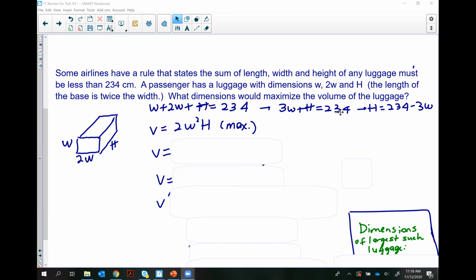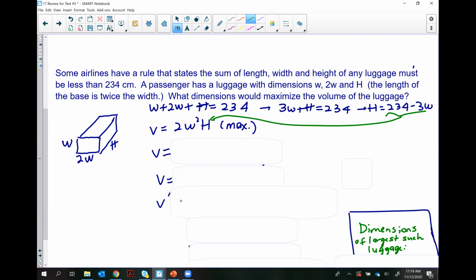3W plus H equals 234. From there, we can solve for H and then substitute in here in the volume equation. So 2W squared times 234 minus 3W. So that's being substituted in for H will give us our volume equation.